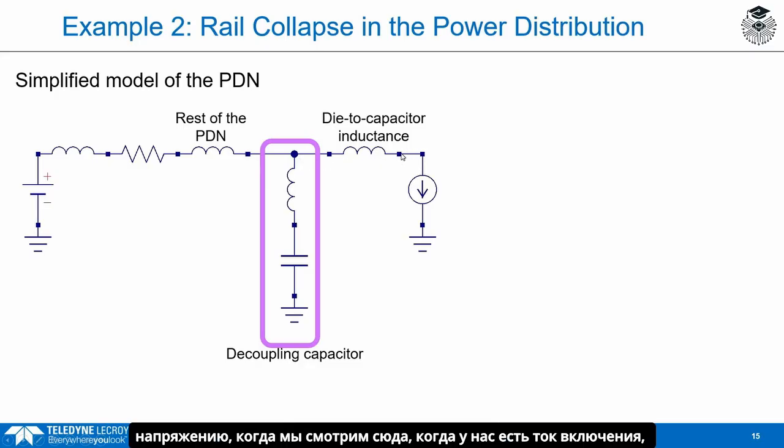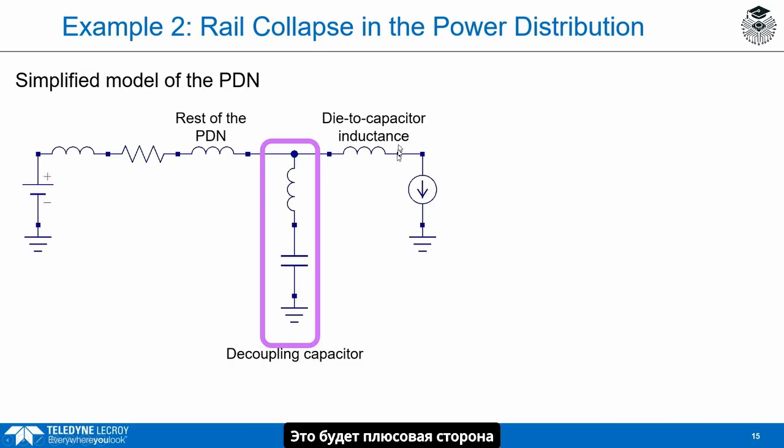When we look over here, when we have a current turning on, when this I/O switches and we get current draw, we get a voltage going this way. This is going to be the plus side relative to this side. Since this is tied to 5 volts, that means this negative side is going to drop down. And when we measure the voltage on the die, when this guy switches, we're going to see, as the current turns on, this voltage drop. And the amount of drop depends on what this inductance is, the inductance from the pads on the die to where the local decoupling capacitor is.